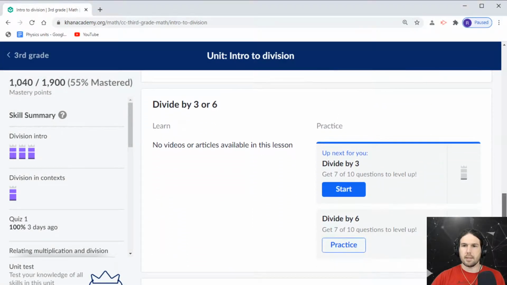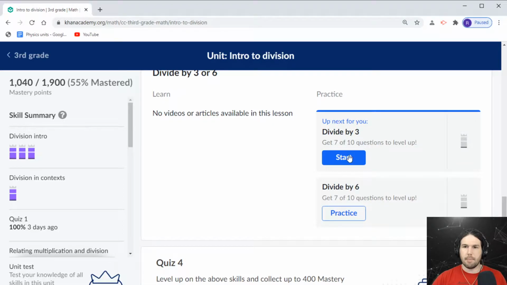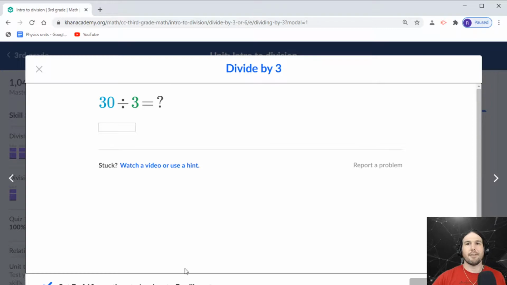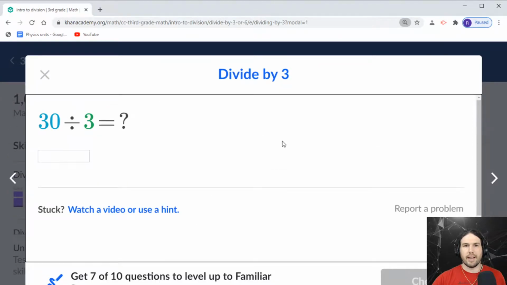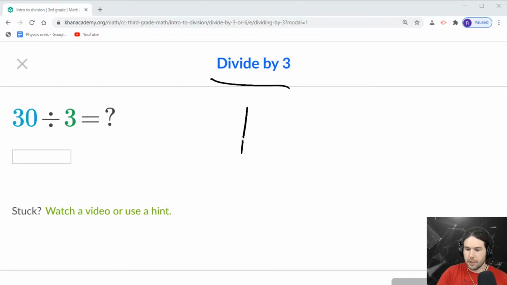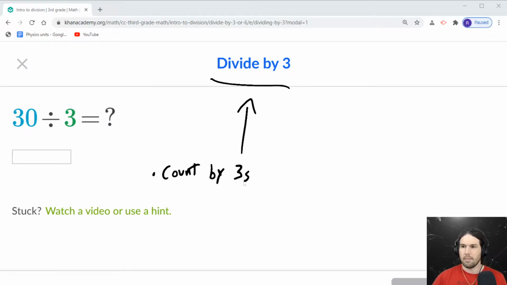Okay, up next, we have divide by 3. I don't really have any great advice for dividing by 3. I do have great advice, though, for determining whether a number is divisible by 3. So first off, when dividing by 3, just count by 3s if it's easy. Counting by 3s works: 3, 6, 9, 12, 15.